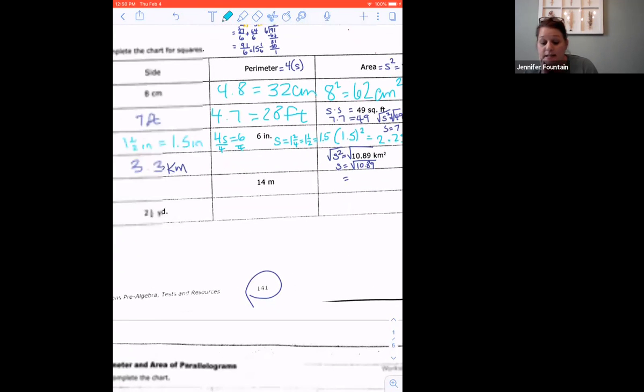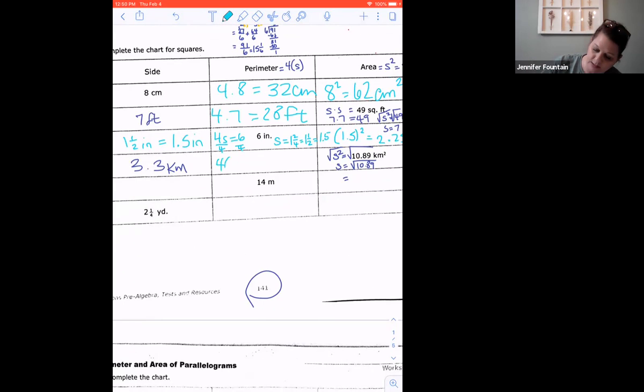Okay, and then we did this other one where we said, I'm going to have to take the square root of 10.89 kilometers squared. And we found that the square root of that was about 3.3 kilometers. So now we got 3.3 times 4. When I multiply 4 times 3.3, that is going to be 13.2 kilometers. Any questions on that one?